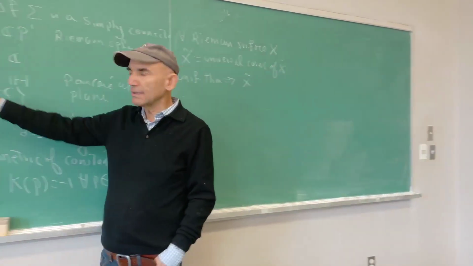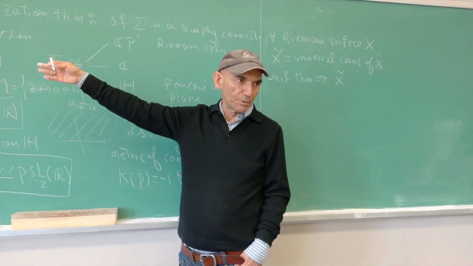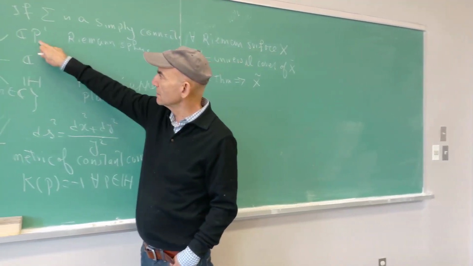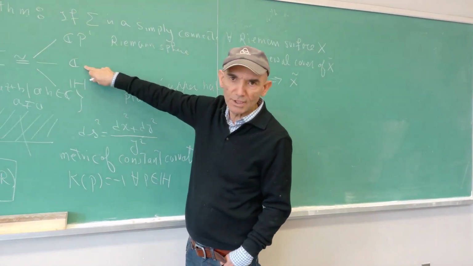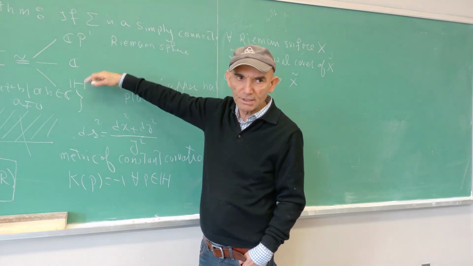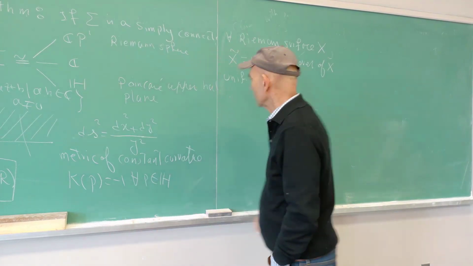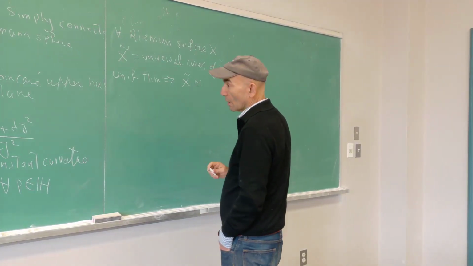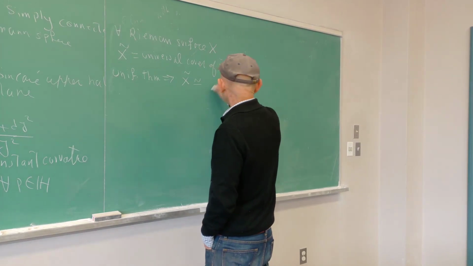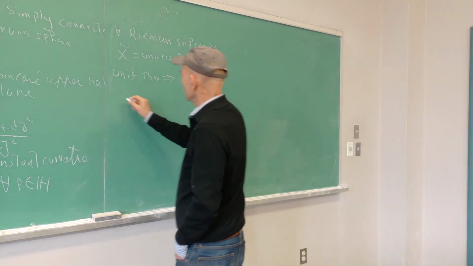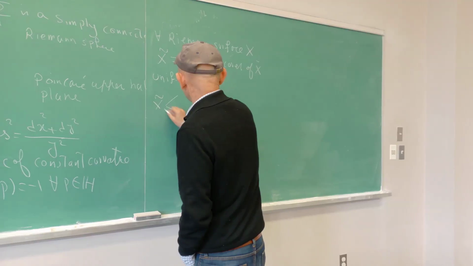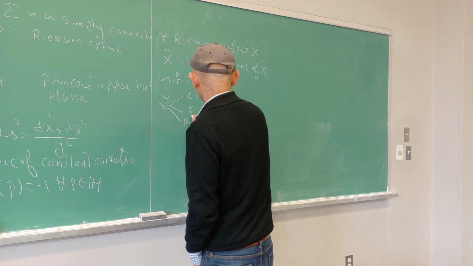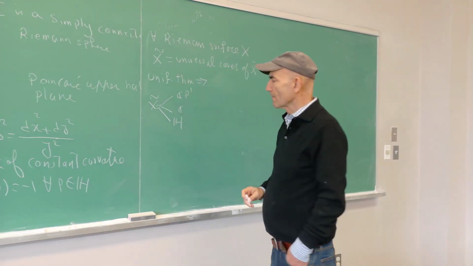And in fact, X tilde is the upper half plane if the genus of the surface is bigger than or equal to 2. That's the genus 0 case, and this is the genus 1 case. I don't discuss these because they are easy. I just go to genus bigger than or equal to 2. Okay, X tilde is isomorphic to either CP1 or C or H.